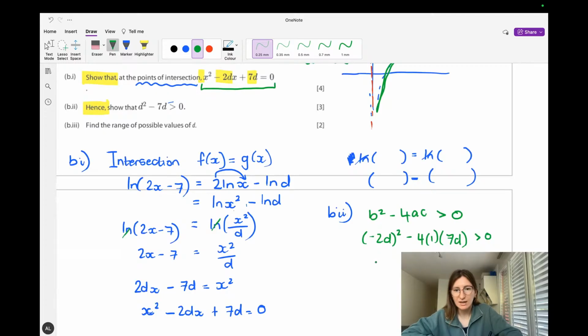So if I solve this, I have 4d squared minus 4 times 7, which is 28d, is more than 0. And I want to show that that equals that. Well, here I have 4, here 7, and here 28, but I can divide these all by 4. So then I get d squared minus 7d is more than 0. And there we go, I've shown that it is equal.